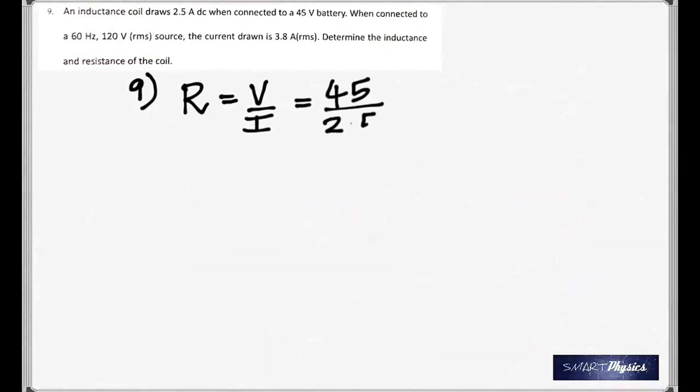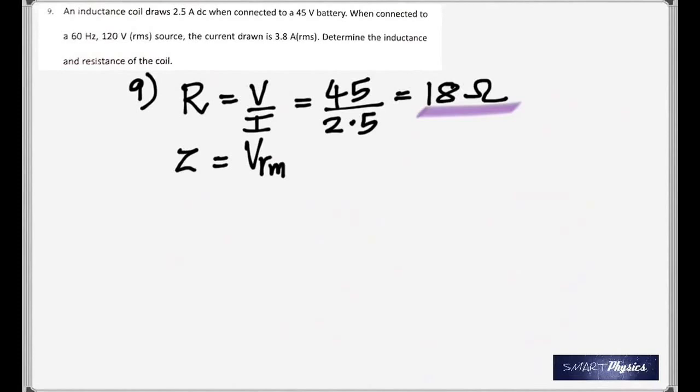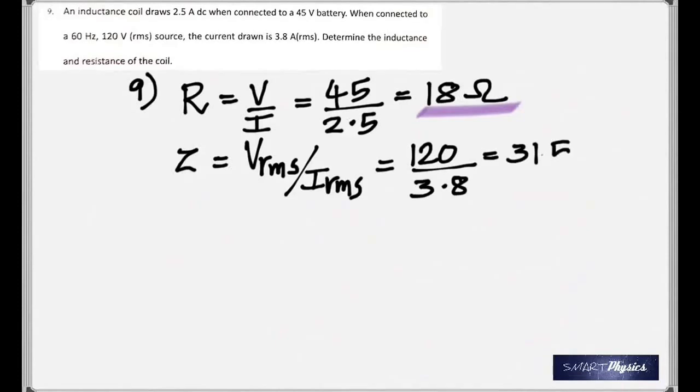because when you connect it to a DC source, the coil only behaves as a resistance, isn't it? Okay, that's what I said. So it's 18 ohms and then the Z. Impedance is Vrms by Irms. Vrms is 120. The RMS current is 3.8. So you got the Z.